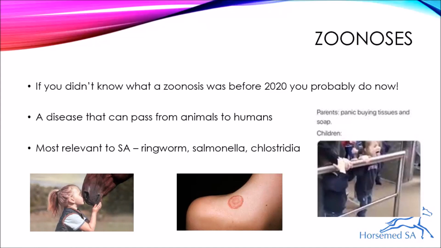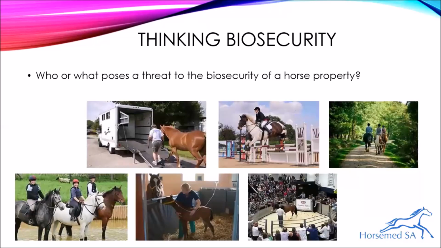And I guess there's another aspect of biosecurity. We might get a disease on our property and our horses, but then we still need to have a biosecurity aspect to stop it from spreading to humans. So you've got your very basics like washing your hands after handling horses. Now, we're going to think about biosecurity, and we're going to break it into what things can threaten the biosecurity of a horse property.